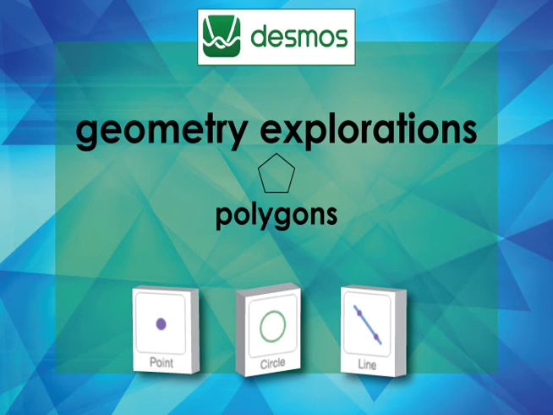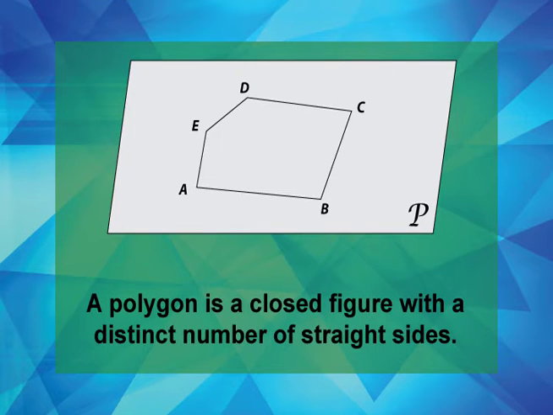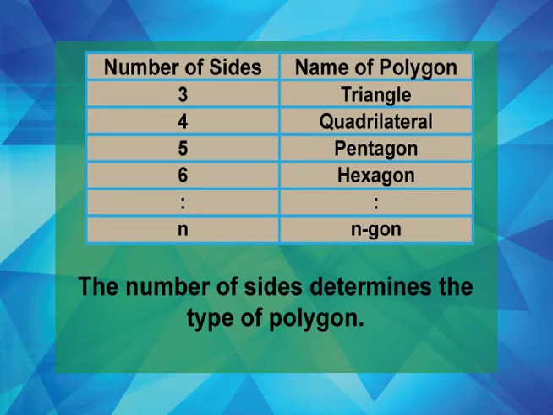In this tutorial, we define and explore the properties of polygons using the Desmos geometry tools. A polygon is a closed figure with a distinct number of straight sides. This is polygon ABCDE. The number of sides determine the type of polygon.